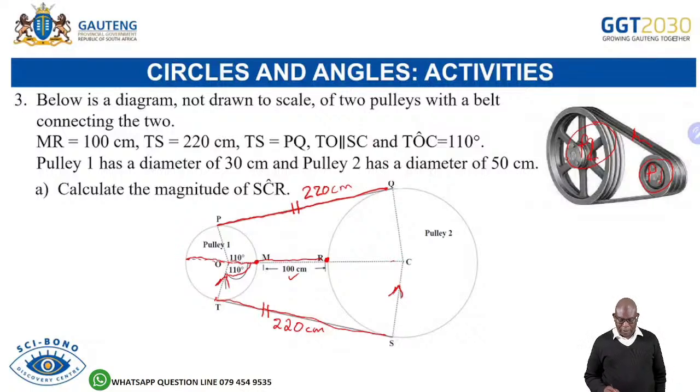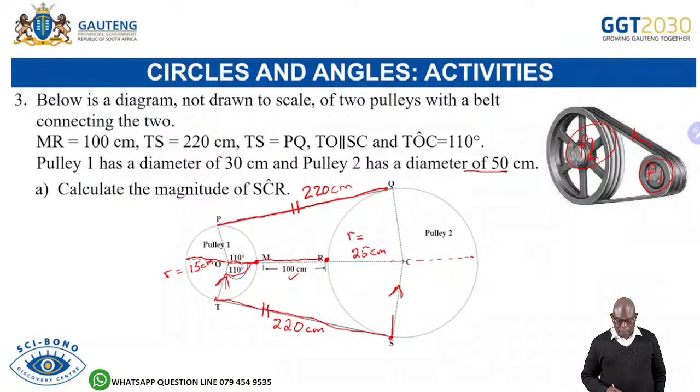Which means that my radius will be 15. Very important, that question. Pulley 2 has a diameter of 50, so this one is a diameter of 50, which means that my radius is going to be 25 centimeters. Right, so we must understand that. That's the trick there. So now calculate the magnitude of SCR.